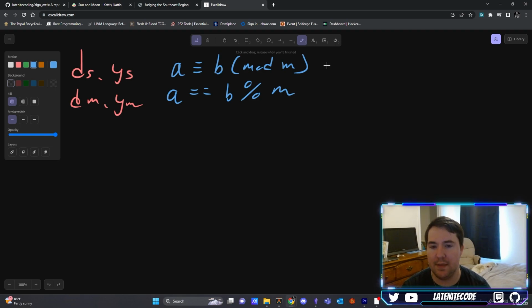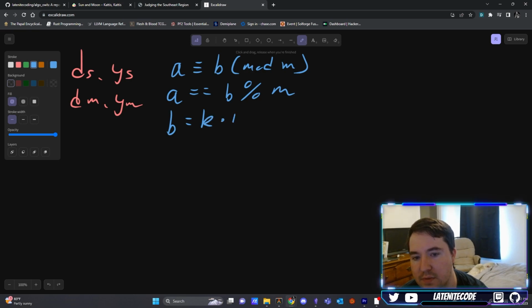So another way that you can think about modulus is if we were to take b mod m, we want to know what the remainder is after dividing b by m. And so that's another way of saying that b is equal to some k times m plus a, right? So b is equal to some natural number factor multiplied by m plus a.